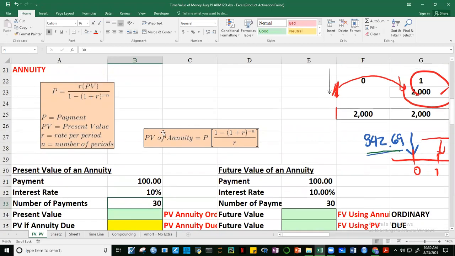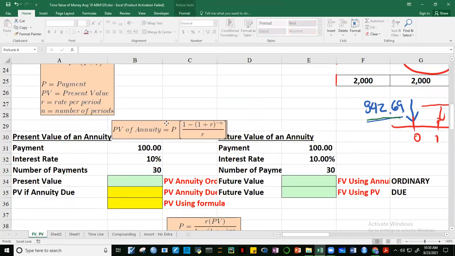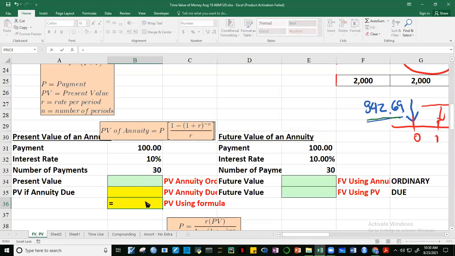Ito guys, what's the present value of an annuity? Ito yung hinahanap natin. Hindi natin hinahanap yung P. We're looking for the present value of the annuity. So using the formula, it's equal to, so meron tayong P, di ba? P. Yung annuity mismo, that's P.